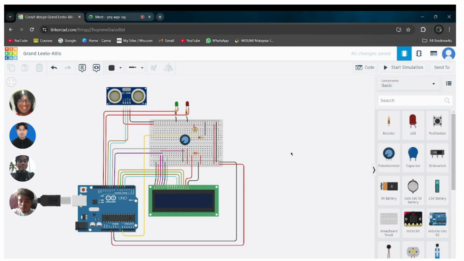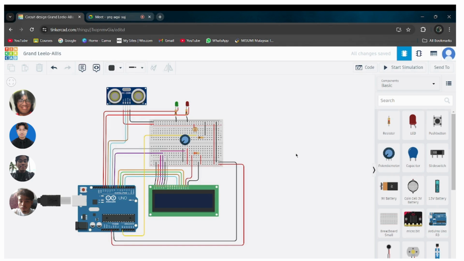The second component is the LED light, which is red and green. It functions to emit light when current flows through it, and its purpose in this circuit is to indicate different distance ranges detected by the ultrasonic sensor, such as the red light blinking 10 times at 100 centimeters, and the red light staying on at 200 centimeters, and so on.